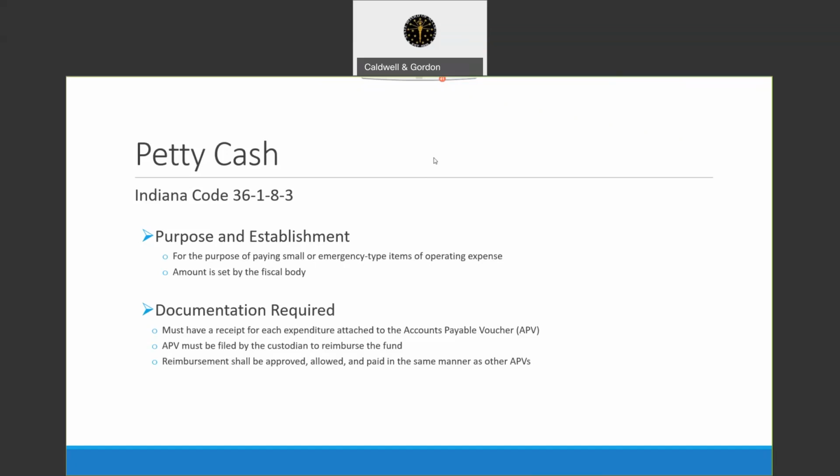No reimbursement should be made unless there is attached to the accounts payable voucher the receipts totaling the amount being claimed. Such reimbursement shall be approved, allowed, and paid in the manner as other accounts payable vouchers. And the amount of the fund shall be established by the fiscal body of the political subdivision.